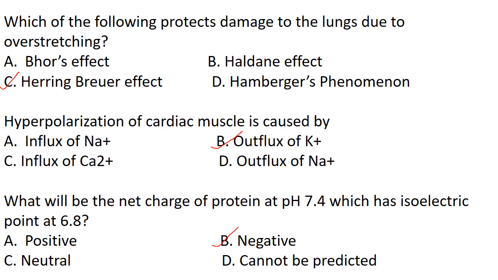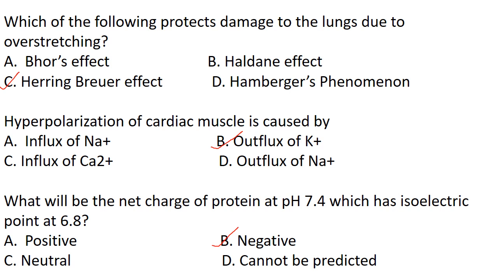Then next one. What will be the net charge of protein at pH 7.4 which has isoelectric point at 6.8? So here the pI, that is 6.8, is less than pH value, that is 7.4. So the protein will have a net negative charge. So the answer here is option B. If pH is greater than pI, then the protein will have a net negative charge, and if pI is greater than pH, then the protein will have a positive charge.